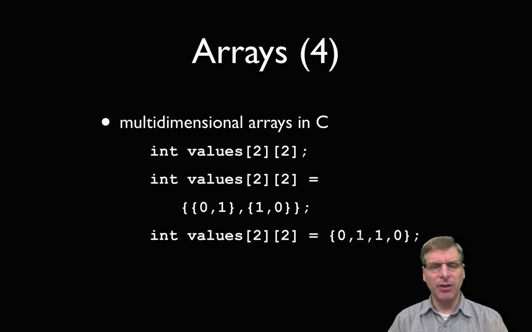So I have another example here, int values 2 by 2, the same 2-dimensional array in this case. And notice how we use the braces to set off the different rows. So in this case, the first row of the array is going to have a 0, 1, and the second row of the array is going to have a 1, 0. Now, if we leave those internal braces off, the compiler is still going to fill the array out in row ordering. So the initializer, the third example here, is going to do exactly the same thing as the second example.